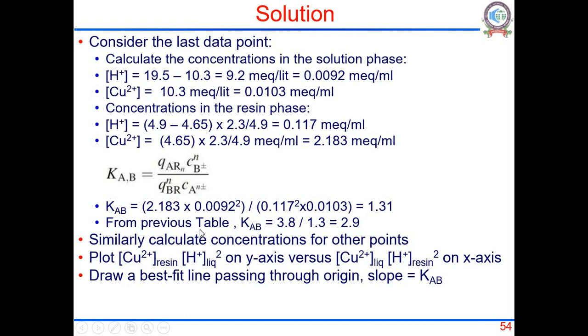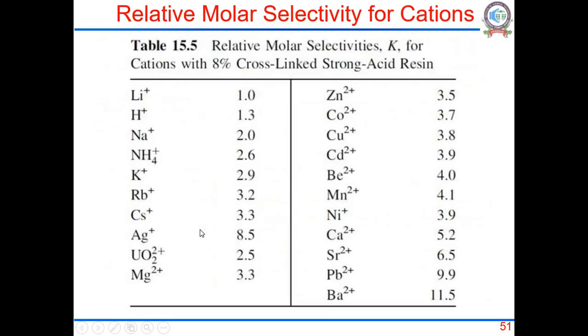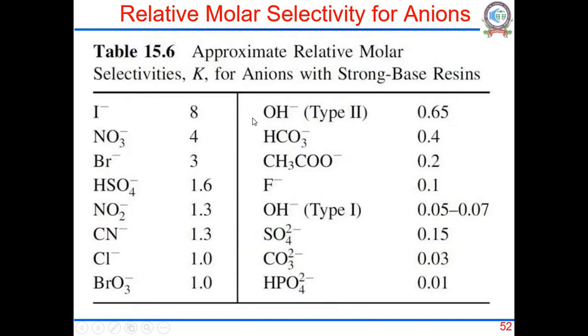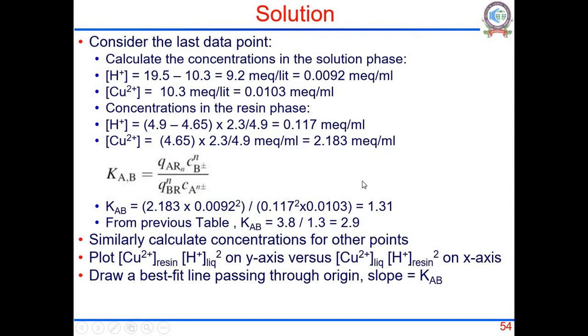If you take from the previous table for copper replacing H plus, copper is say 3.8, H plus is 1.3. So copper replacing H plus would be 3.8 divided by 1.3. You will get 2.9. Obviously this is for one data point. You don't need to do it for all data points.